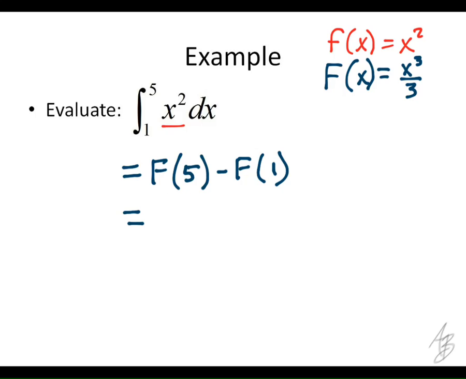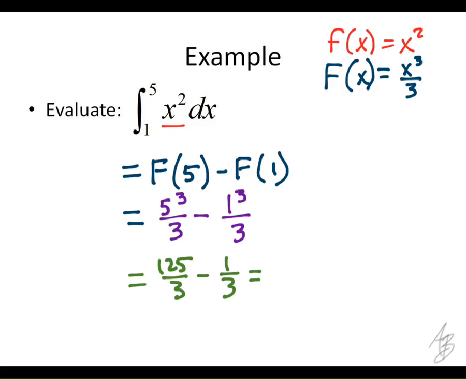Well, big F of 5 is going to be what? Just don't try to evaluate it yet. Just tell me what we get when we plug it in. 5 to the third power divided by 3 minus 1 to the third power divided by 3. 5 times 5 times 5 is 125 over 3 minus 1 over 3, which is 124 over 3. Anybody remember what we got yesterday?